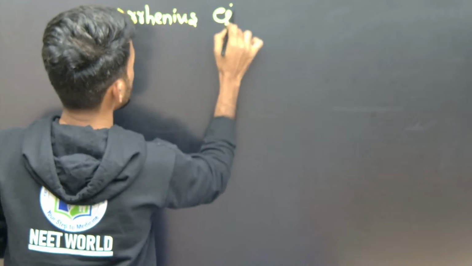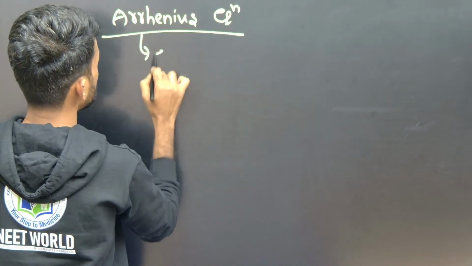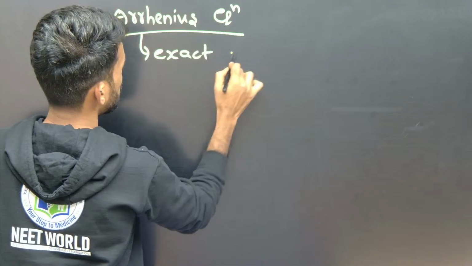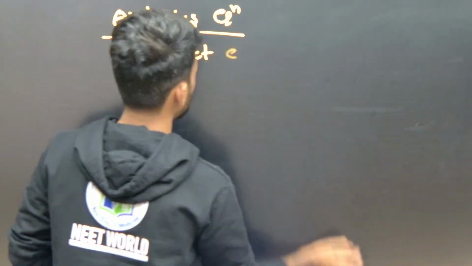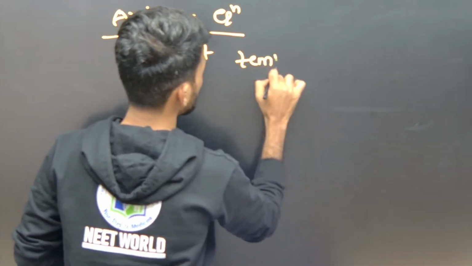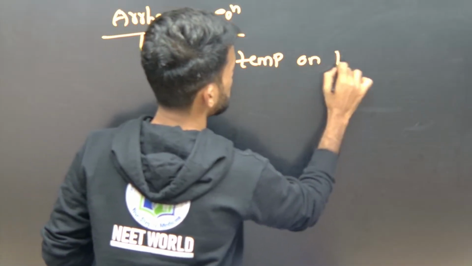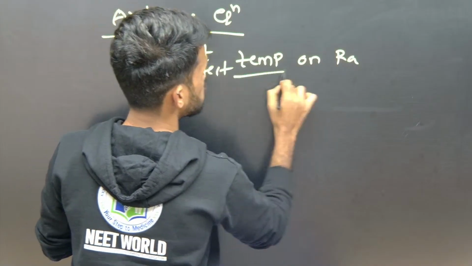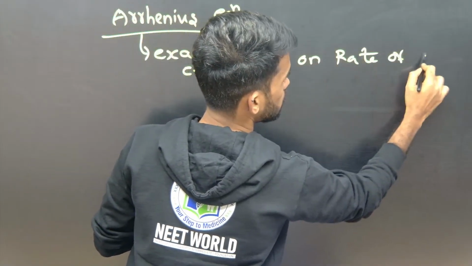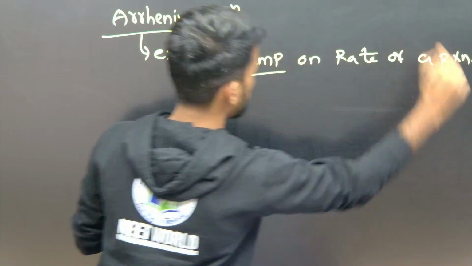The Arrhenius equation gives us the exact effect, or the exact relation, of temperature on the rate of a reaction. Okay, so what is the Arrhenius equation?